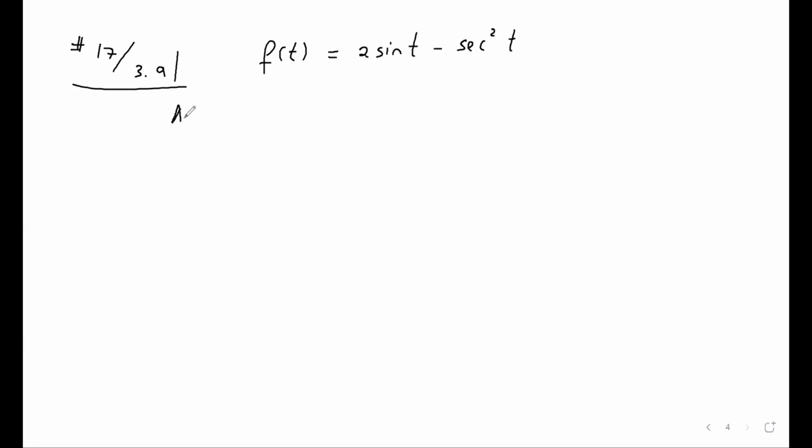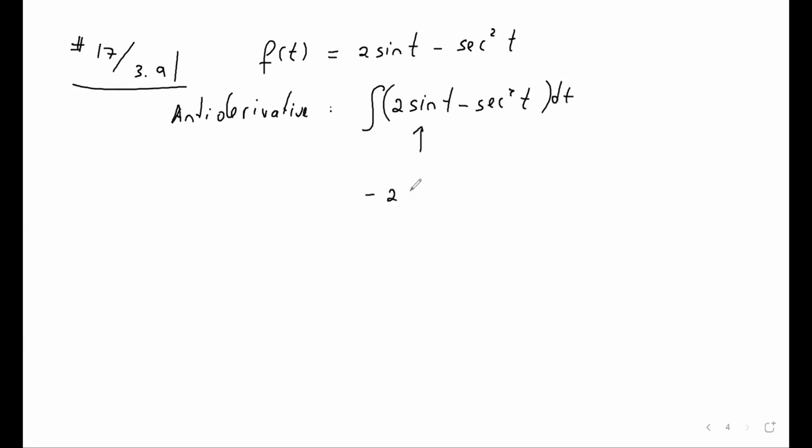So to find an antiderivative, you'll have to do the integral of 2 sine t minus secant squared t dt. And we know how that goes. For sine t, the antiderivative is negative cosine t. So this is going to be negative 2 cosine t.